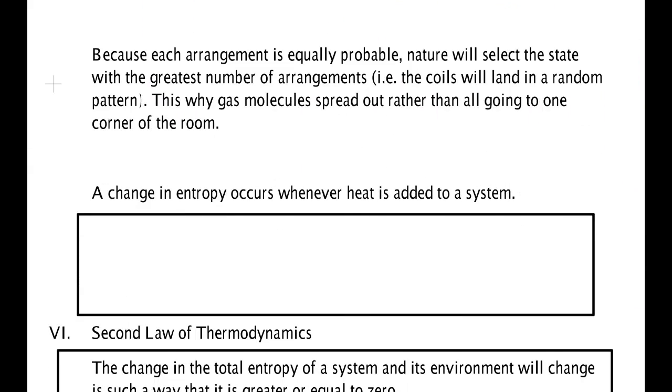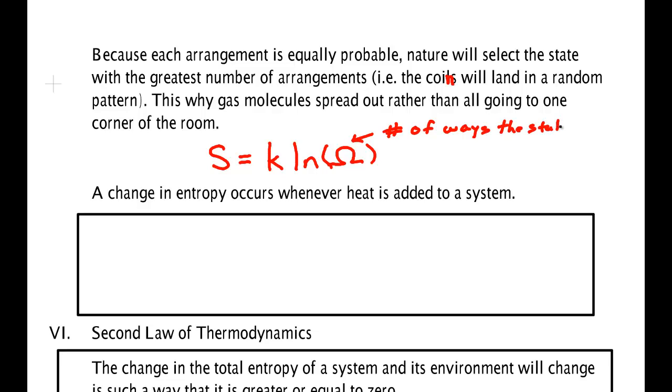Now, this should say coins here. We can actually measure that. It's not easy to do that. If you could measure up all those different ways to do it, you could say that the entropy is defined as K times the natural log of omega, and omega is the number of ways the state can be arranged. And K is the Boltzmann constant.